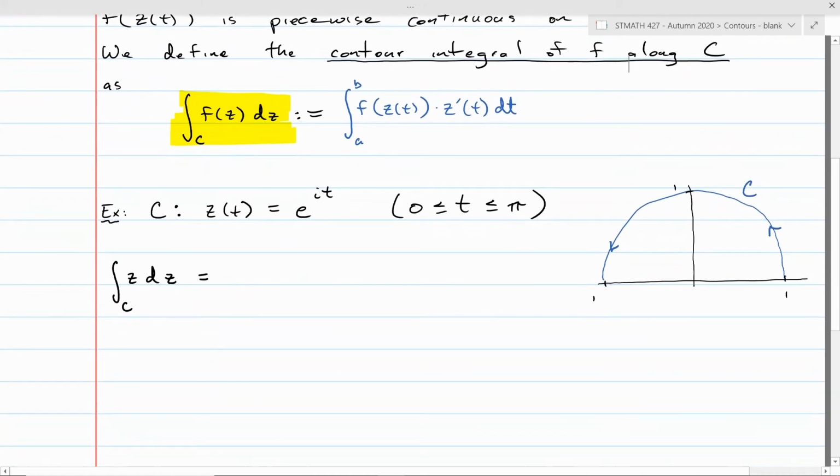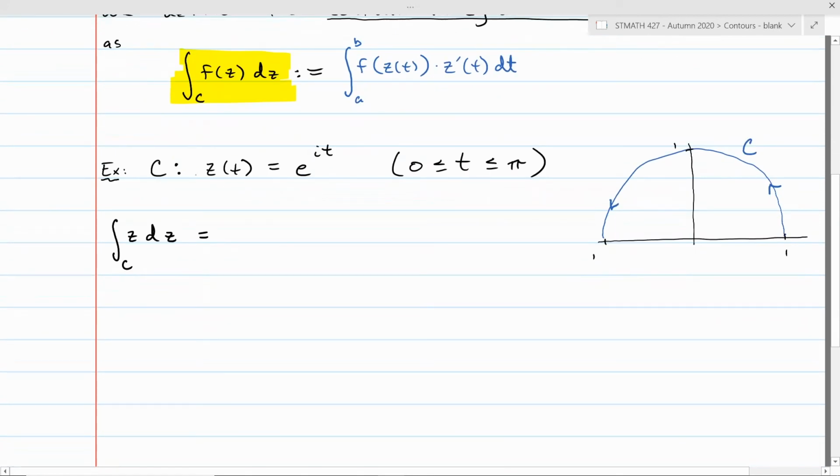So let me give you an example of how you compute it. In our example, our contour C will just be z of t equals e to the it, that's your unit circle, but we're only going to consider the parameter t going from 0 to pi, so we're only getting the top half of the circle. Pictured right over there. I can tell it's a contour because it's certainly differentiable, and you can check that the derivative is never equal to 0 on this interval, so we're dealing with a nice contour. And we're going to do the integral over that contour of the function just z.